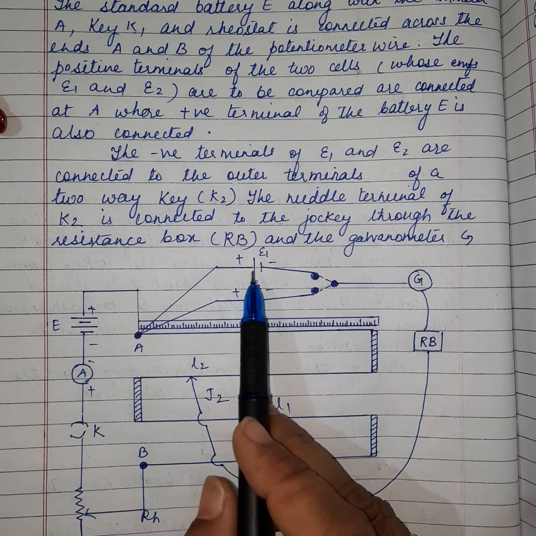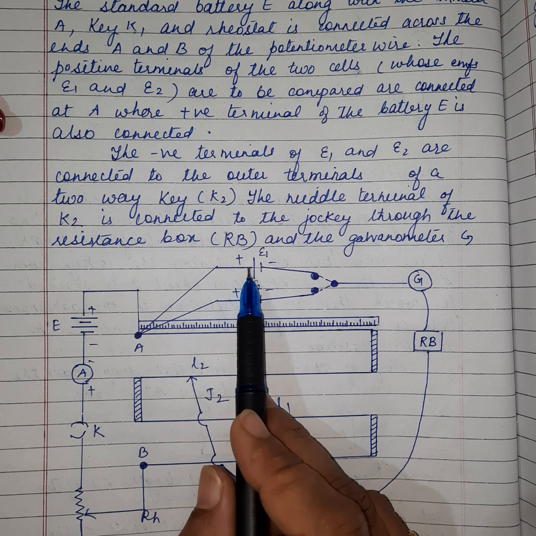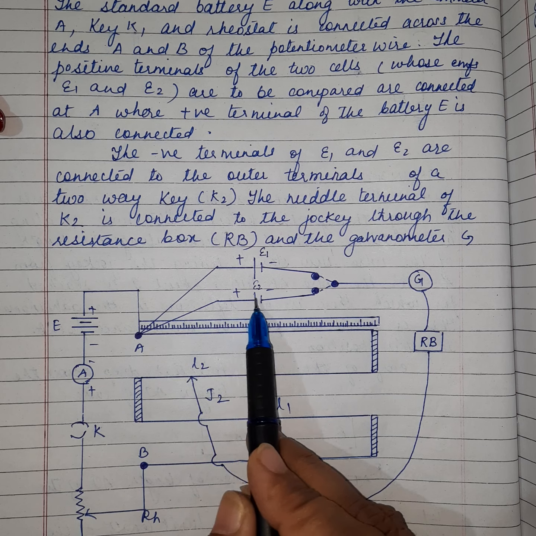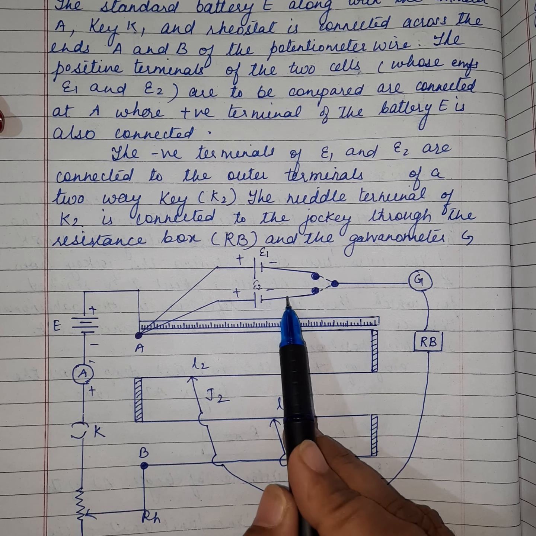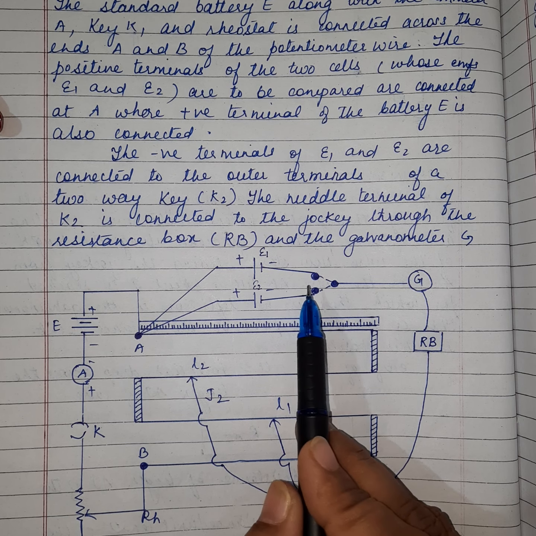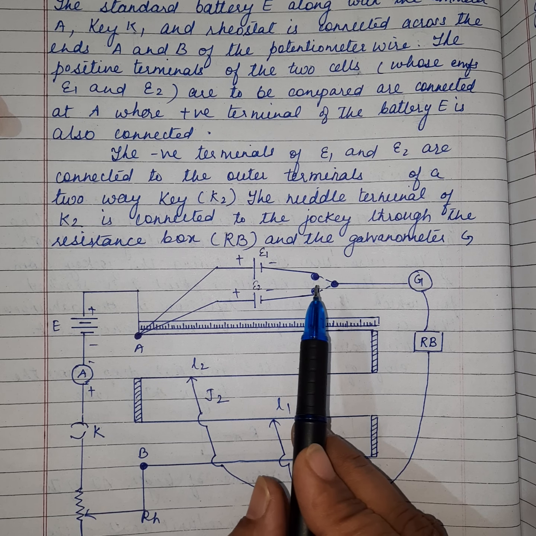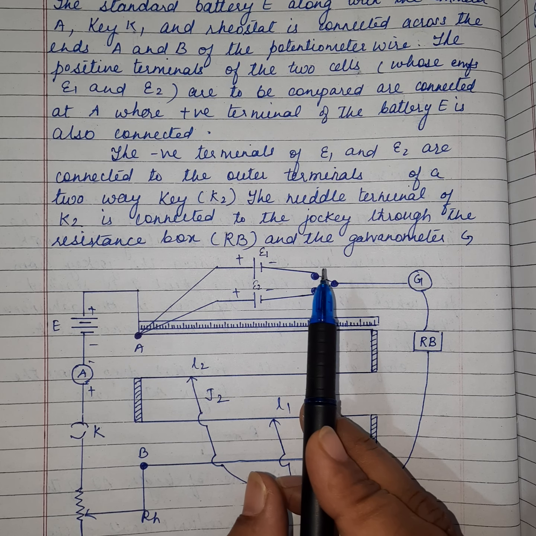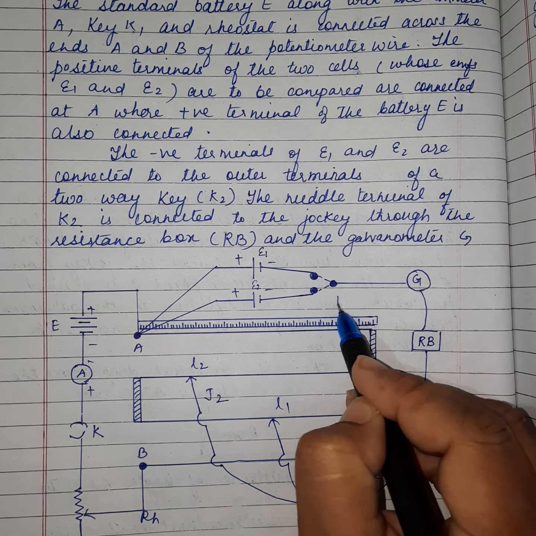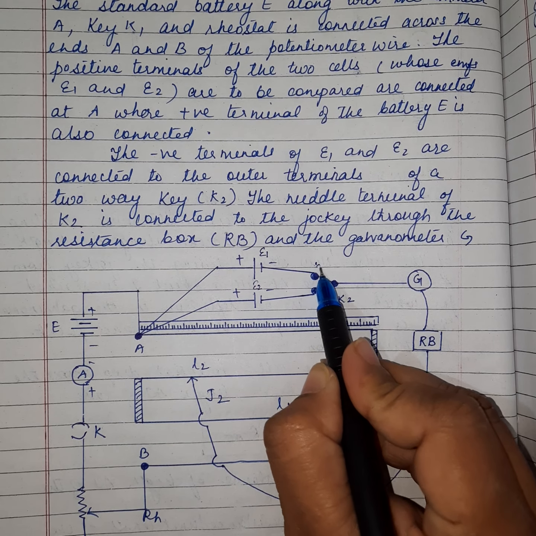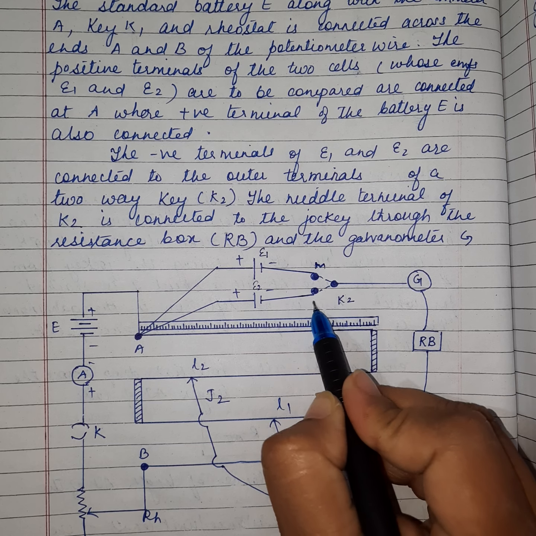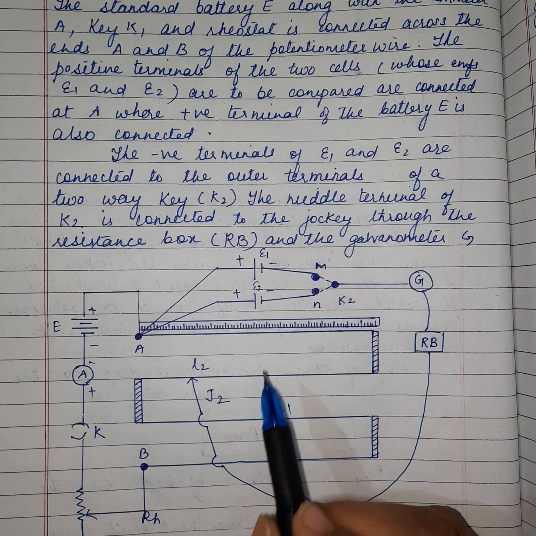Okay, so the positive terminals of cell 1 and cell 2 are both connected to point A, and the negative terminals of both cells are connected to a two-way key. This is K2. Now this is point M and this is point N.